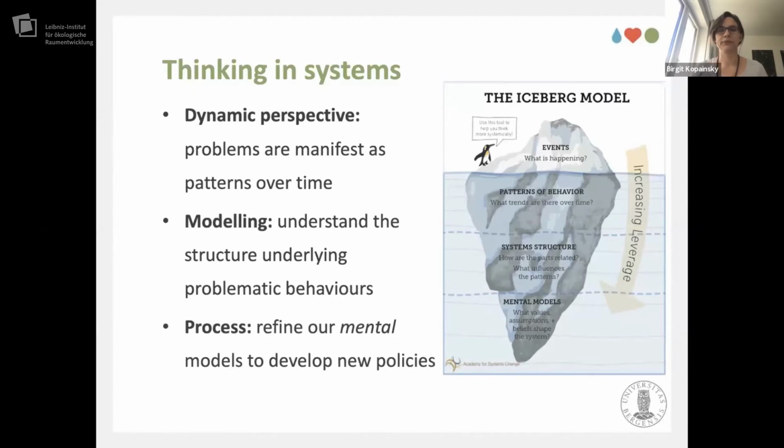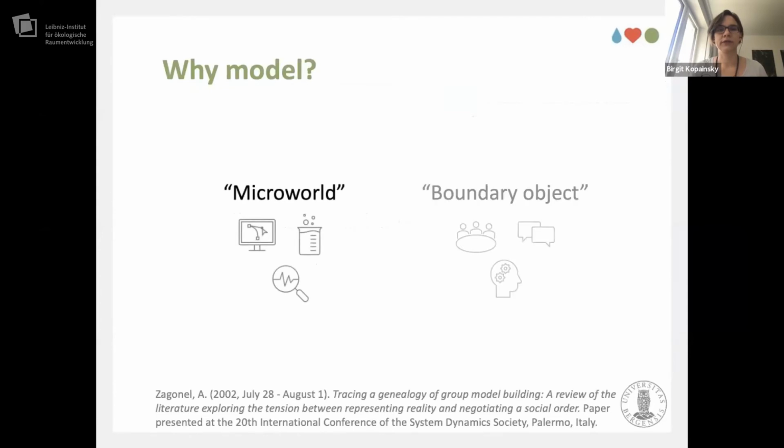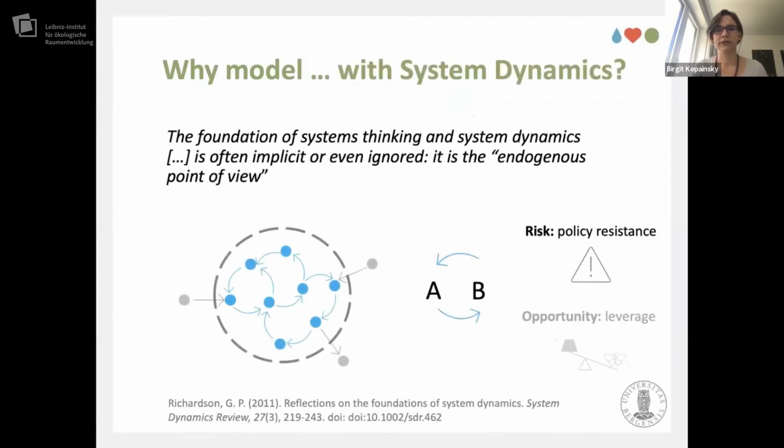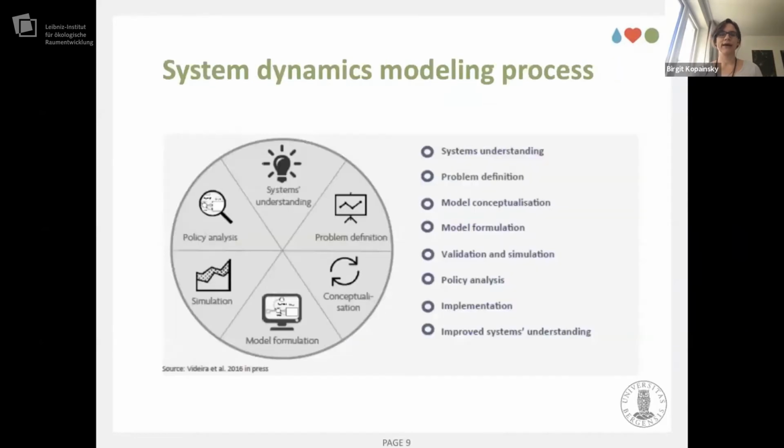I think, yes, so I'm going to skip this because we're already running out of time. So we have this modeling process that starts from understanding the system, defining the problem, moving through the qualitative step of model conceptualization, through the quantitative model formulation stage, where we eventually simulate and use simulation for policy analysis.